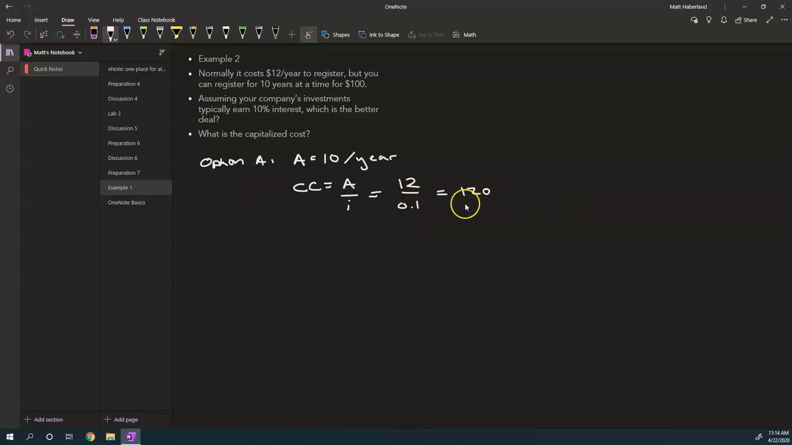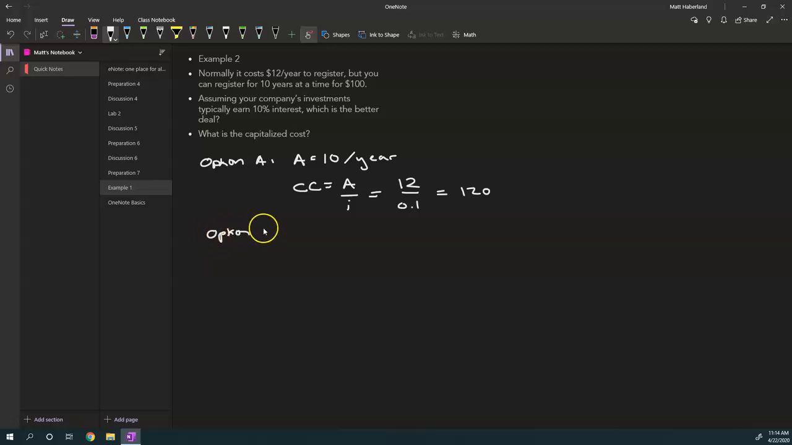So if we had $120 in the bank today and we accrued 10% interest, then at the end of the year we'd have $132. We could take out this $12 and we'd still have $120 left. And so we could keep on doing that. So this is the capitalized cost of our option A.